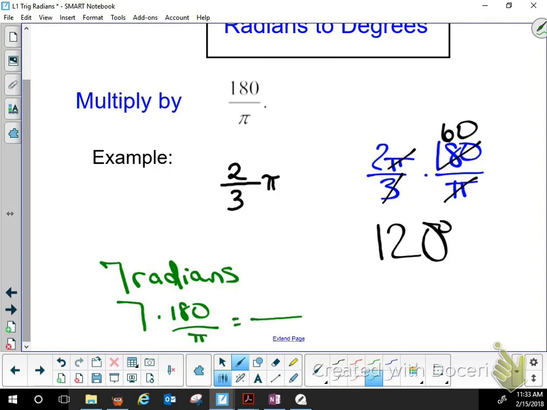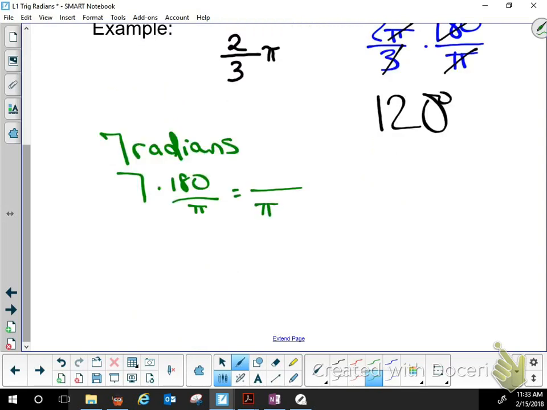7 times 180 is what? Somebody help me out. A big number. That's what I was going to say, Maddie. 1260. So I would accept 1260 over pi, or you could give me the decimal, which is... well, there's not a decimal given. No decimals. There is a decimal. 401.07. So I'm telling you that unless it specifies in the directions that you have to give me a decimal, I will accept 1260 over pi, or I will accept the decimal when they're not pretty.